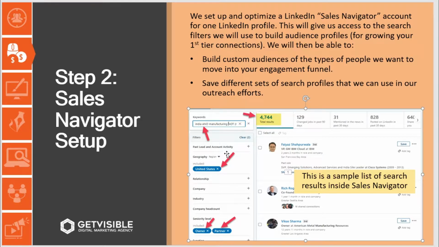So this is just an example of a custom audience of 4,744 people that are in the United States. They're owners and partners, and they have something to do with Indian manufacturing. It's just an example, and if you look at the videos on our YouTube channel, you'll see different ways that you can utilize the search functionality.